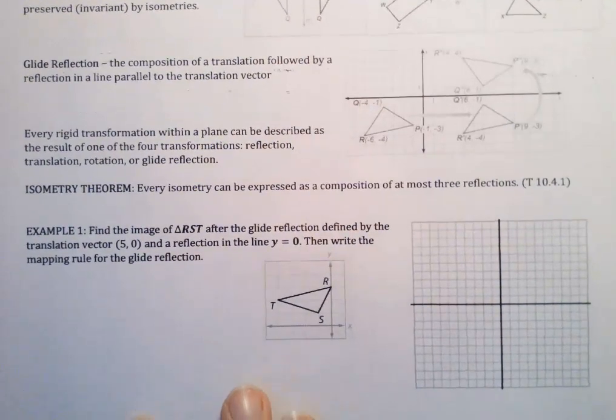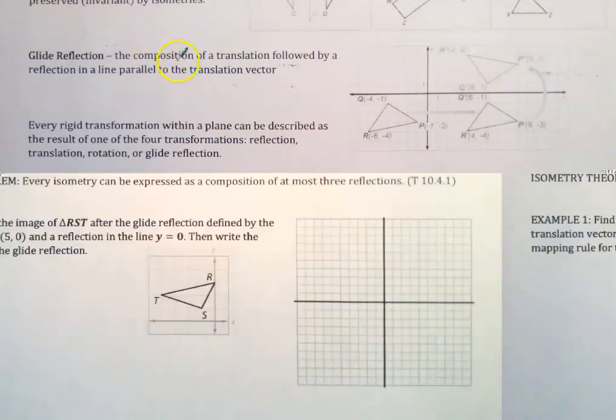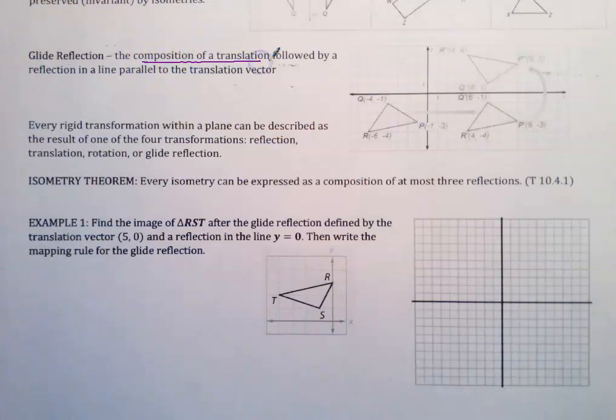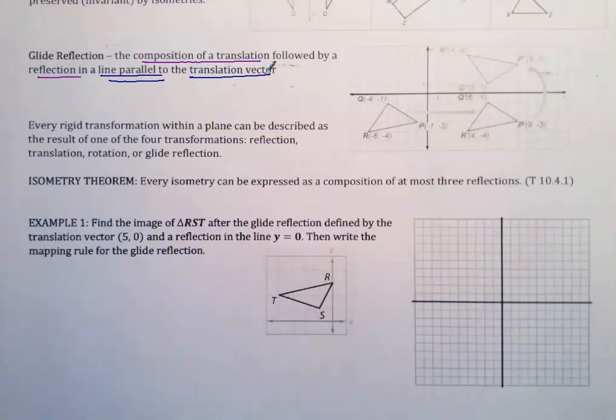All right, glide reflection then. This is that new isometry. It is the composition of a translation followed by a reflection in a line parallel, so this part is important too, in a line parallel to the translation vector. It's pretty awesome stuff.